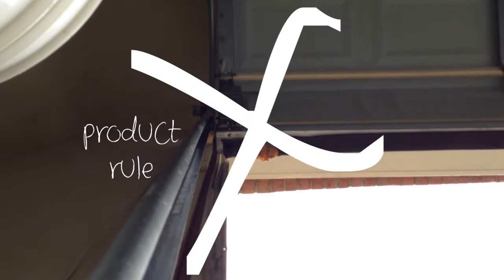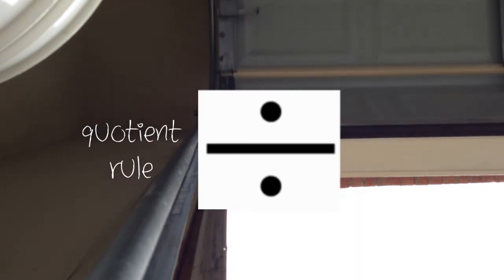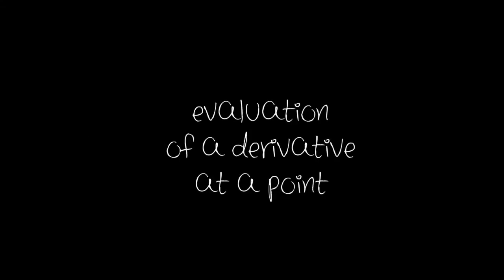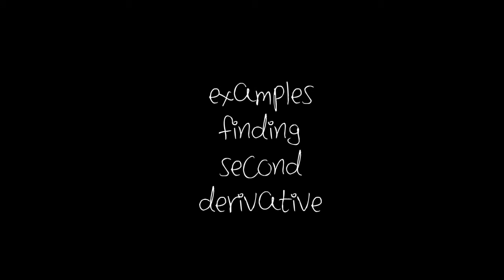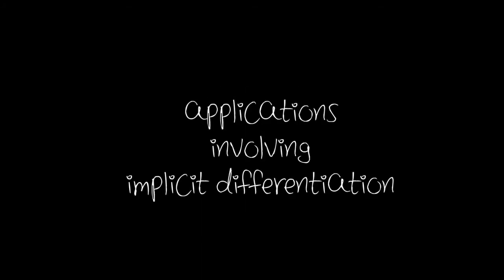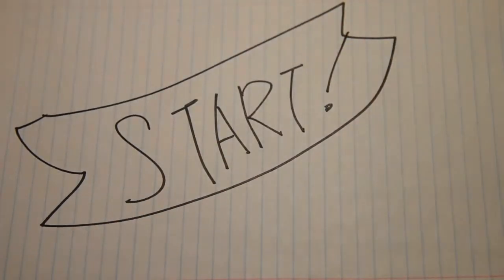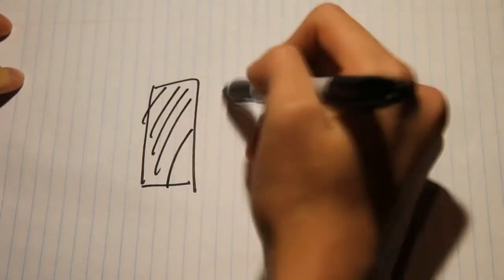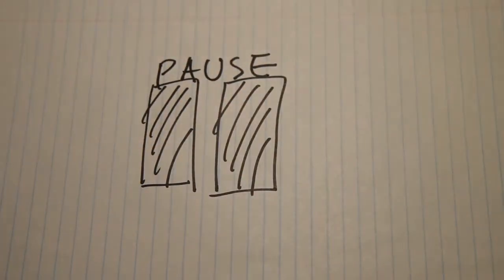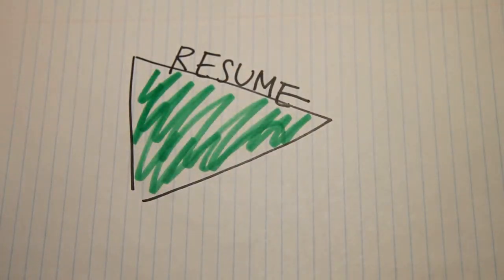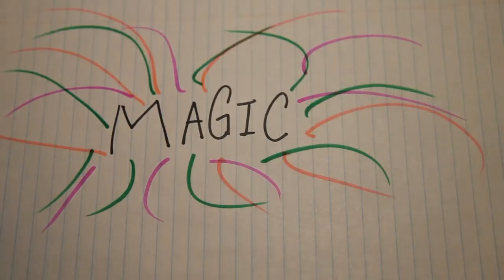From now on, I am going to show you some examples showing only product rule and quotient rule, some examples showing multiple terms and product, and evaluation of a derivative at a point. I will also show you examples finding second derivative and some applications involving implicit differentiation. So, let's get started. I'm gonna give you some questions for each topic. You're gonna pause the video, solve the questions, and then resume the video to watch the magic happen.